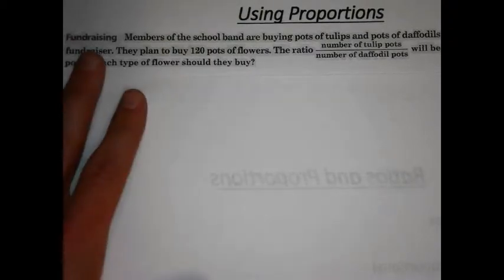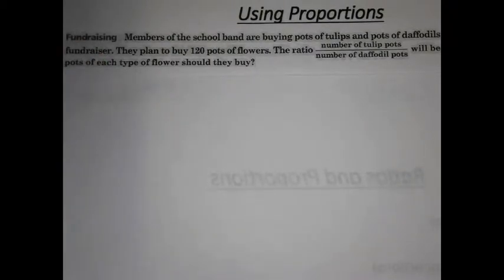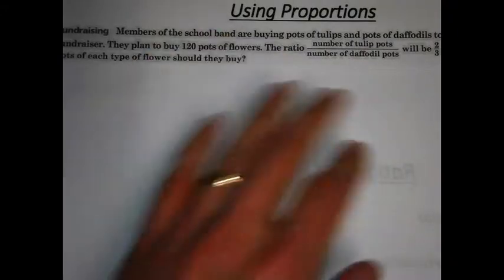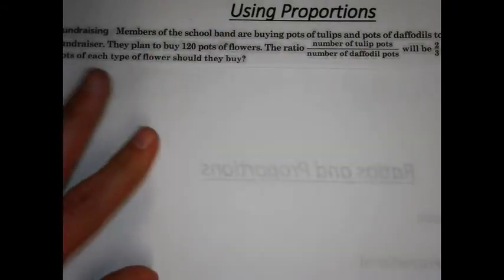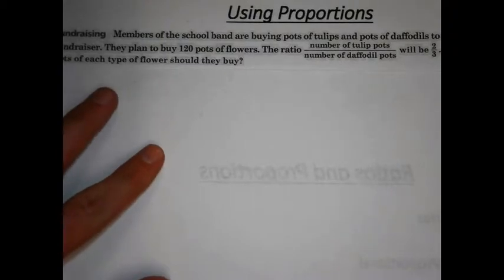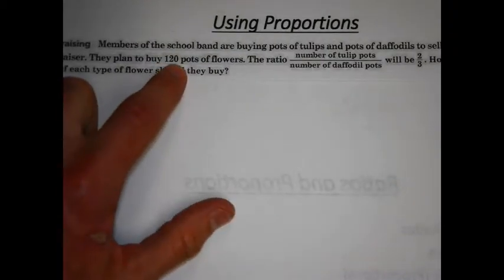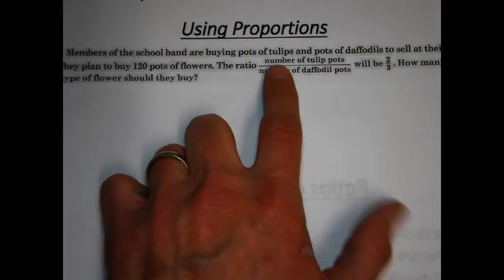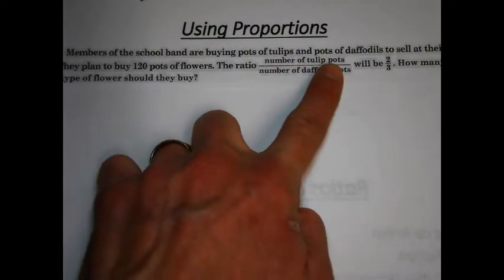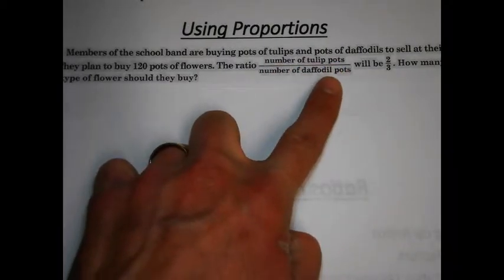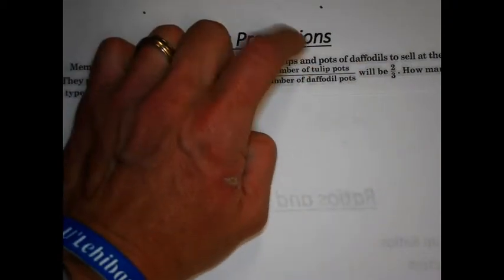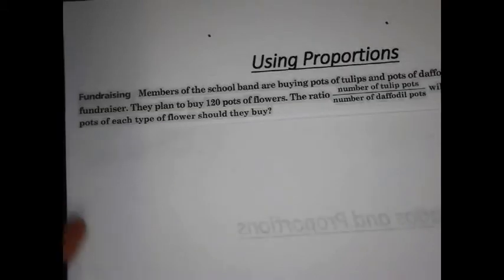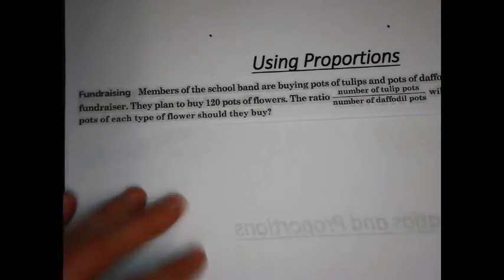So here's a fundraising example. Members of the school band are buying pots of tulips and pots of daffodils to sell at their fundraiser. And they plan to buy 120 pots of flowers. That's a good thing to have. The ratio of the number of tulip pots versus the number of daffodil pots will be 2 to 3. Okay, so there's going to be 2 tulip pots to 3 daffodil pots. How many pots of each type of flower should they buy if the total is going to be 120?